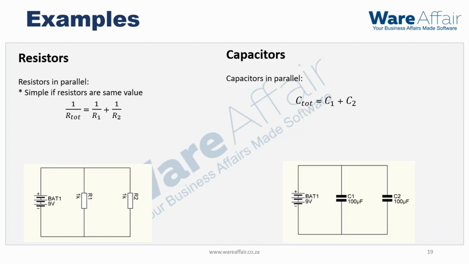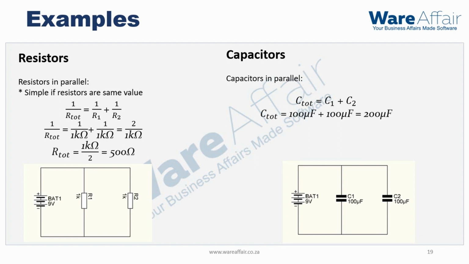When resistors are connected in parallel, we use the formula that's shown on the left side, and this calculation is simple if resistors are of the same value. For capacitors in parallel, we use the formula that's shown on the right side of the screen, and the total will be the sum of the capacitors that we have in our circuit.